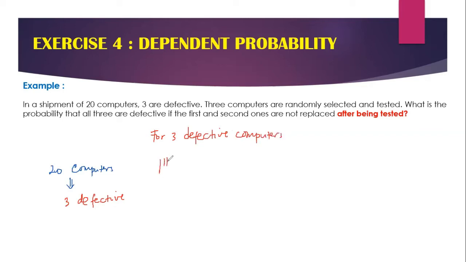For the first case, the probability is 3/20. Okay? So that means here 19 computers left. For the second pick it is 2/19, right? Now we have 18 computers left.